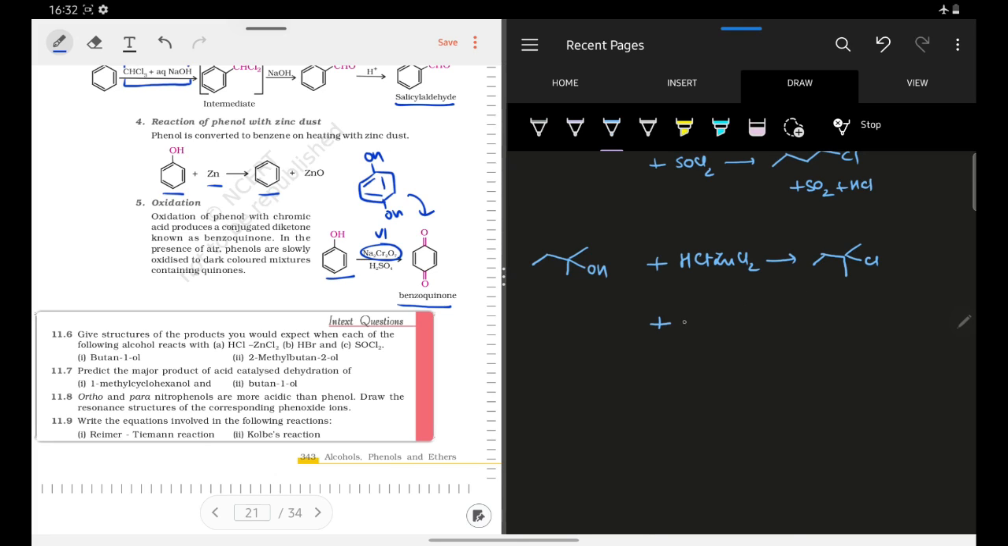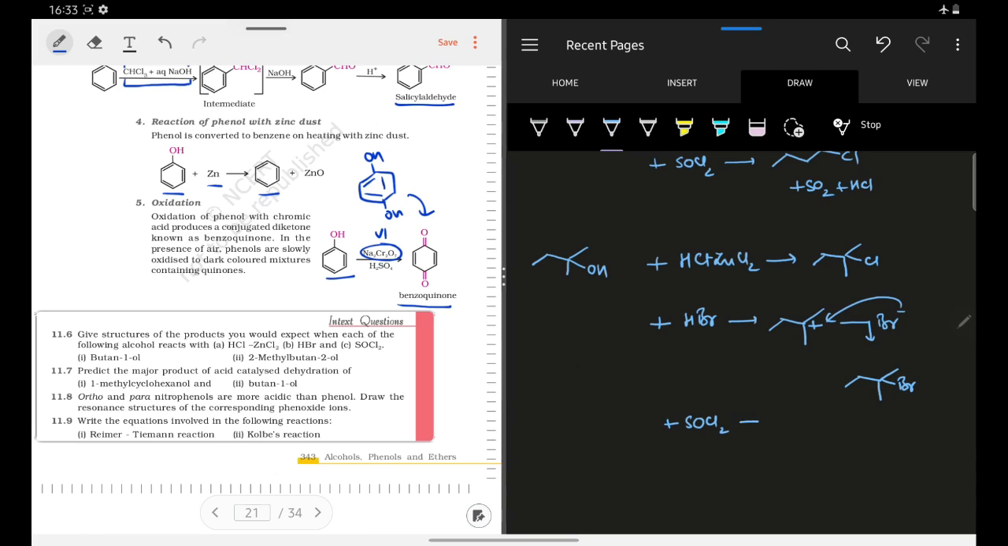Now what if I react it with HBr? Here rearrangement will not occur. Why? Because once the carbocation forms, that carbocation would be very stable. So that is why we do not rearrange the product here. The Br minus will attack, and once it attacks, the product formed would be this one. Okay, now what if it reacts with SOCl2?